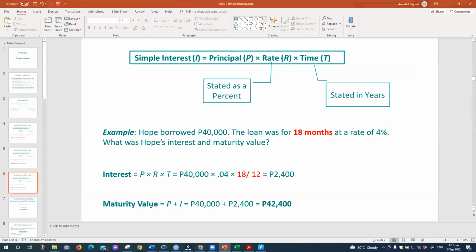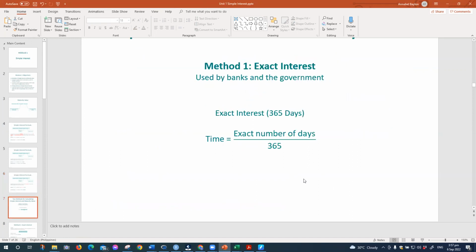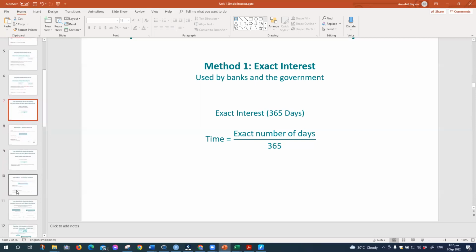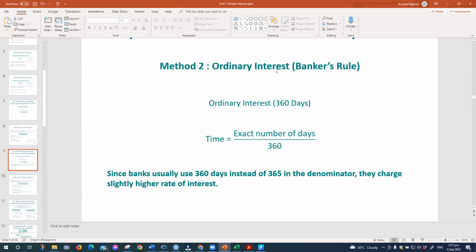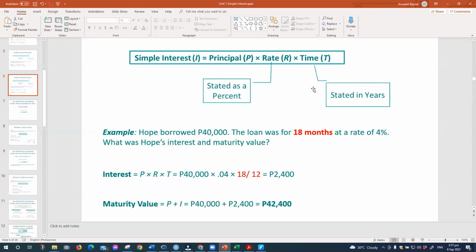All right, so maturity value is very easy to compute. You just add the principal, okay, plus the interest, then we get now the maturity value. All right, we have a few more minutes. So let's just start with this. So there are 2 types of interest. It can be exact interest, okay, and the other one is ordinary interest.